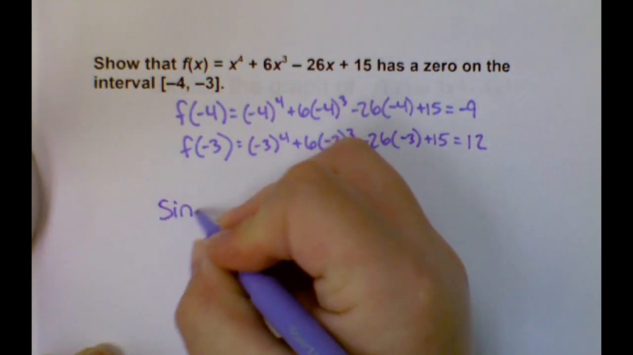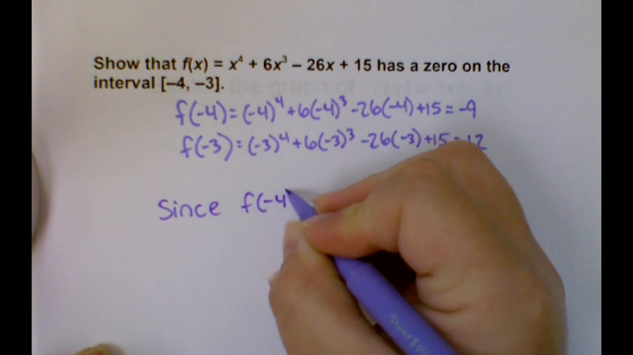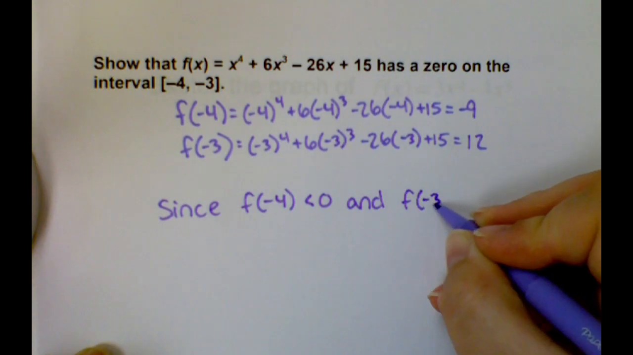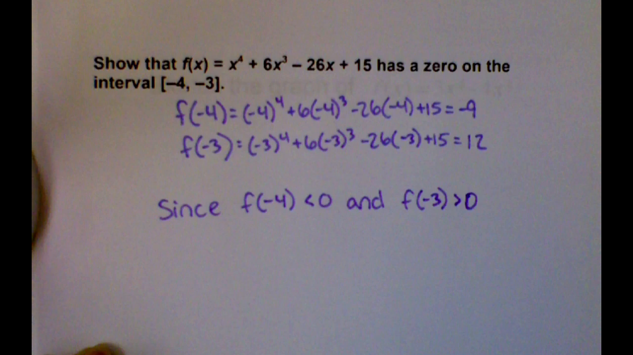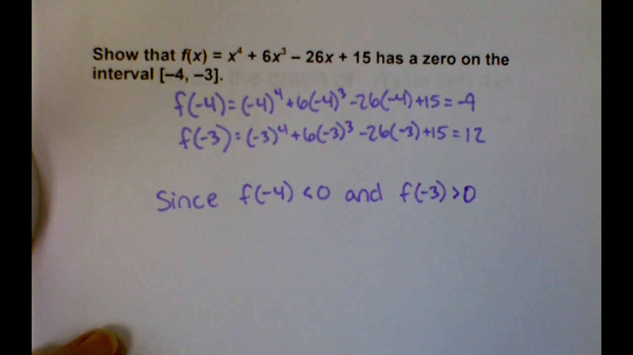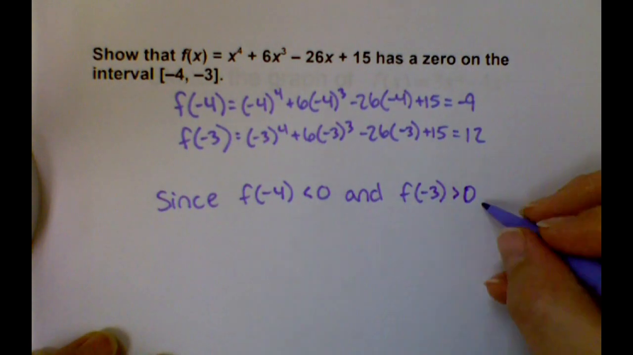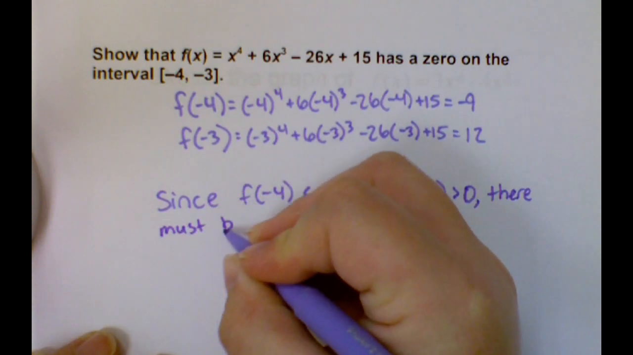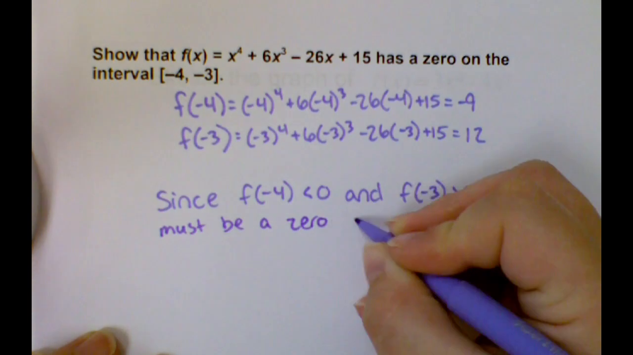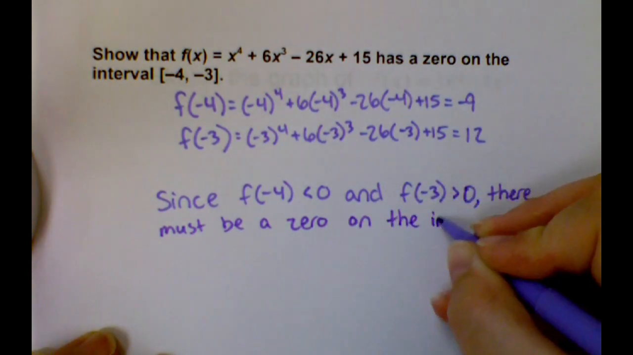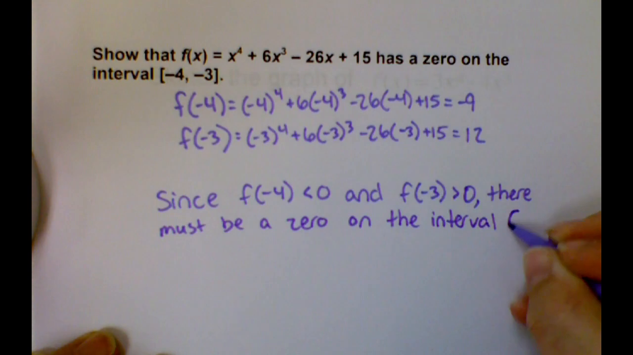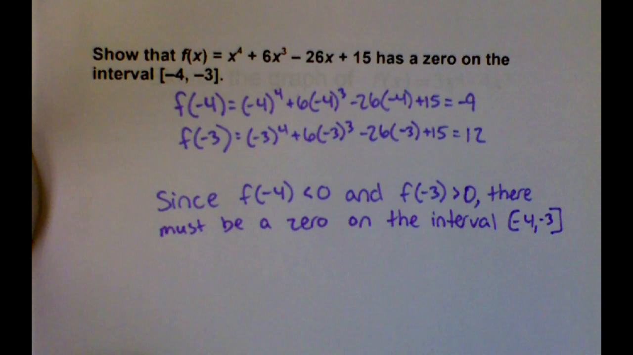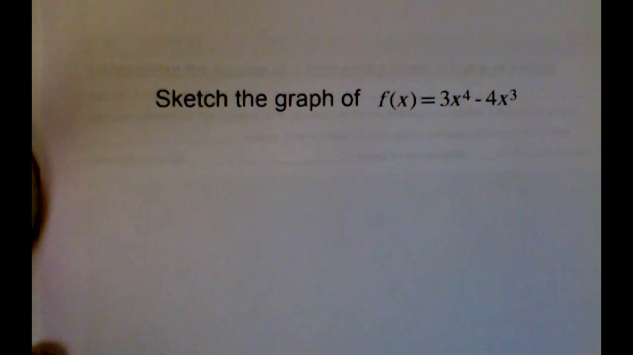Well, since f of -4 is less than 0, and f of -3 is greater than 0, we must hit 0 somewhere between -4 and -3. So there must be a 0 on the interval -4 to -3. Since one side is smaller, one side is bigger, we have to cross the x-axis.